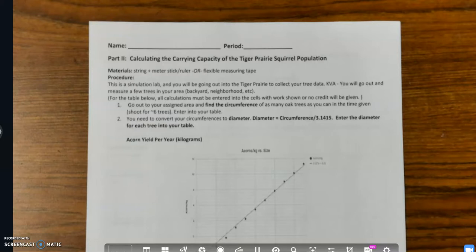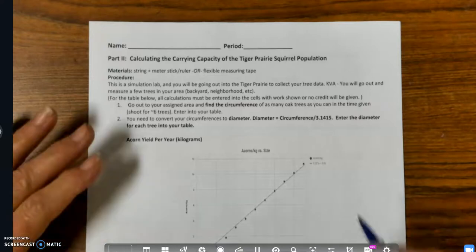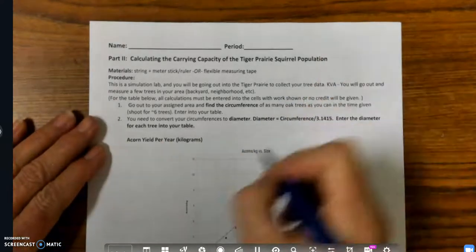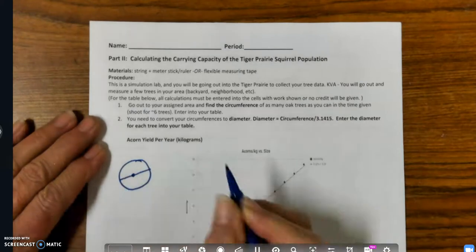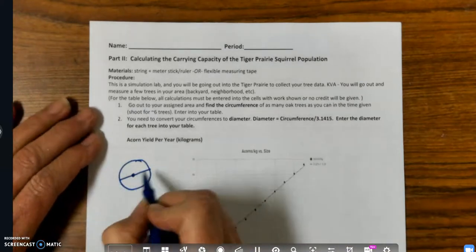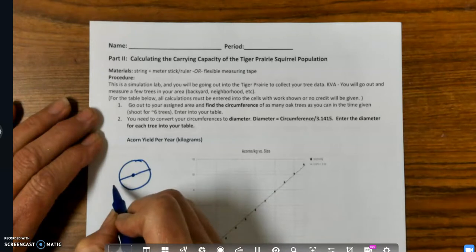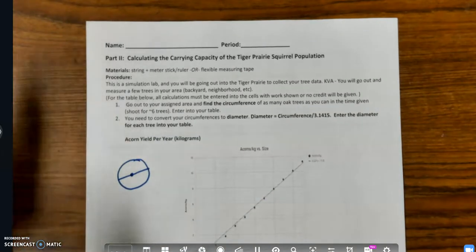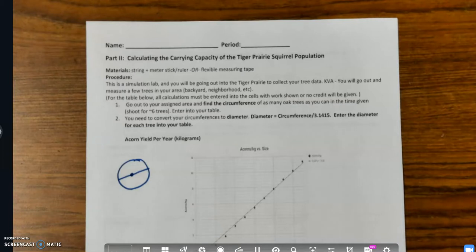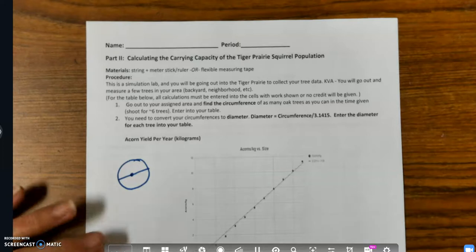Now, if you are in face-to-face, you have already gone out, and I want to mention this, it's very difficult to get diameter, right? How are we going to get a diameter of a tree without drilling a hole through it? So that's not what we're going to do. We're going to actually do circumference. Then we're going to take the circumference and convert that mathematically into diameter and then to kilograms, to kcals, and then to squirrels.